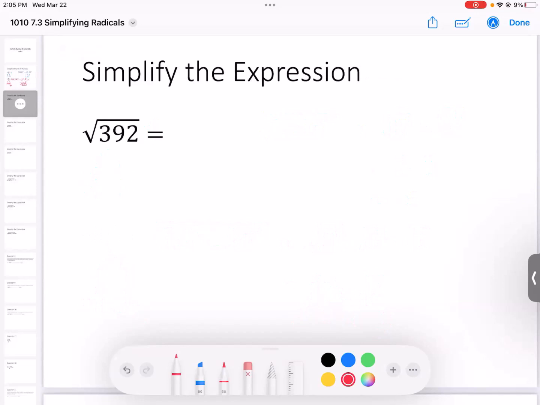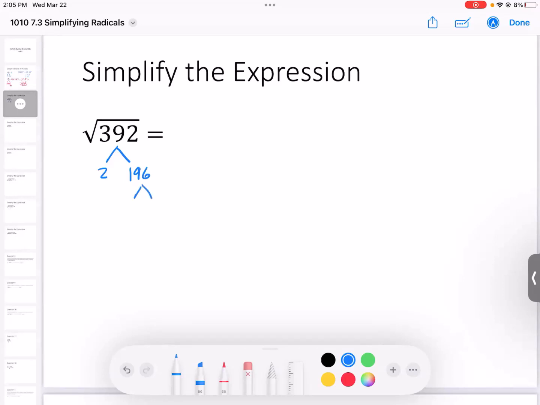So let's say that we have the square root of 392. If we wanted to simplify this, the first thing we need to do is break it up into its prime factors. So since it ends with an even number, I know that it's divisible by 2, and 392 divided by 2 would be, I want to say 196. Someone want to check that on your calculator? I think it's 196.